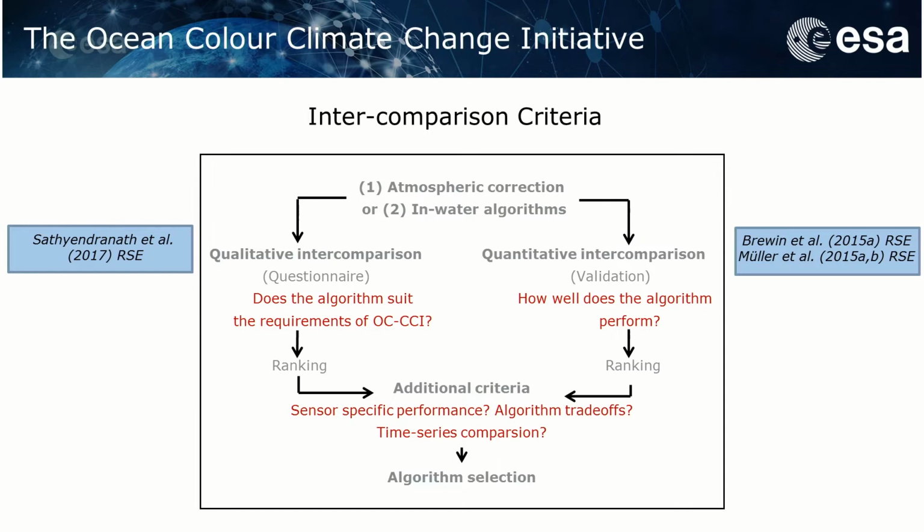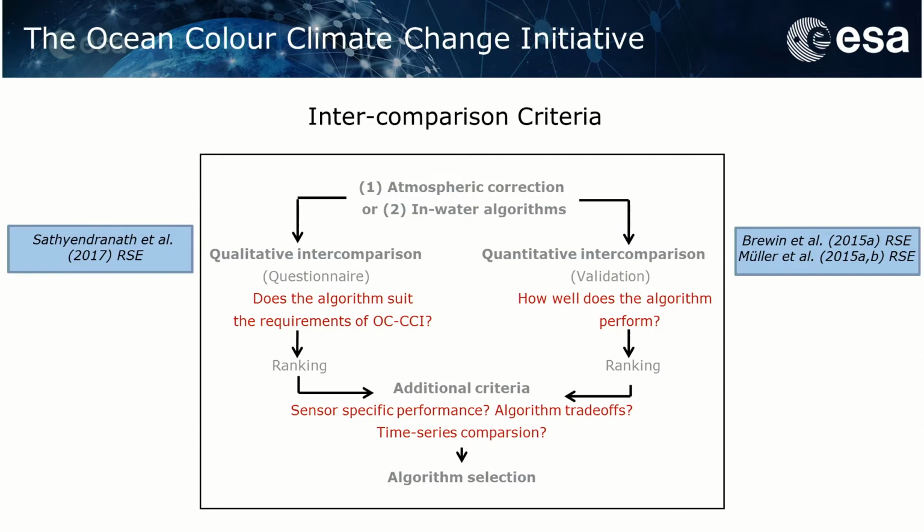Okay, so a bit about the intercomparison, whether we're talking about the atmospheric correction or the in-water. We have 2 considerations with this. Firstly, we want the best performing algorithms, right? So we need to determine how well the algorithm performs and rank it. But also, we need to consider some more qualitative things. How well does this algorithm suit the requirements of OCCCI?